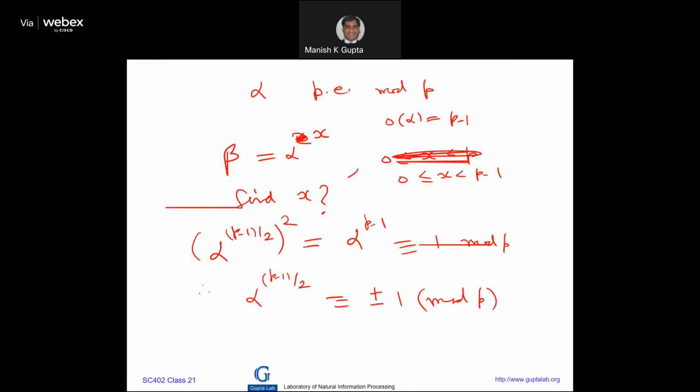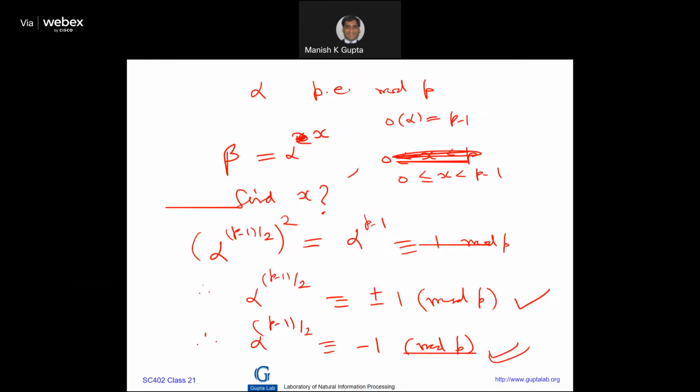Now, we observe this fact, but we know that p minus 1 is the smallest, because the order of alpha is p minus 1. P minus 1 is the smallest integer for which alpha raised to power p minus 1 is equal to 1. So therefore, alpha raised to power (p minus 1)/2 is certainly minus 1 mod p. Okay, so this is our result. Now I'm going to use this fact.